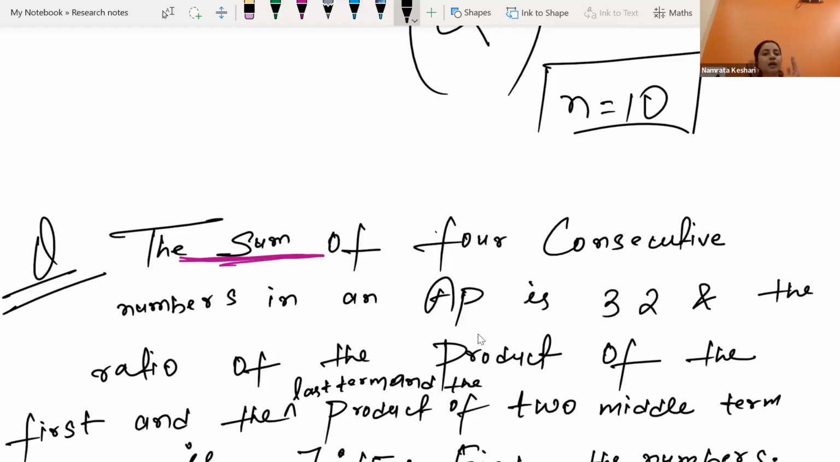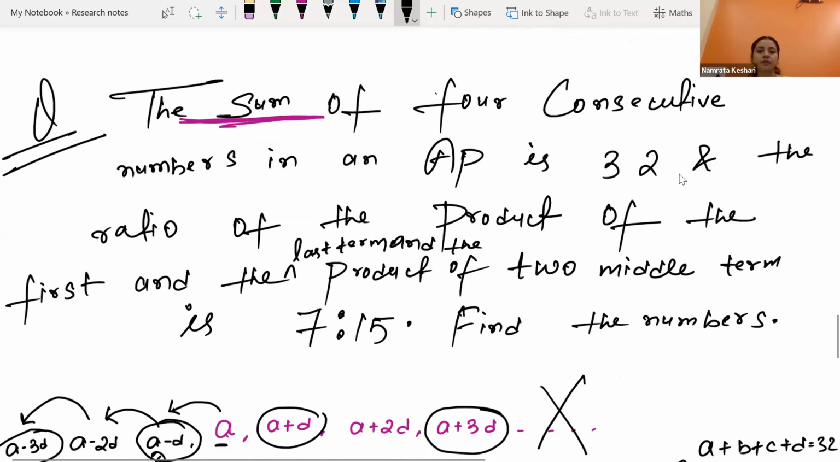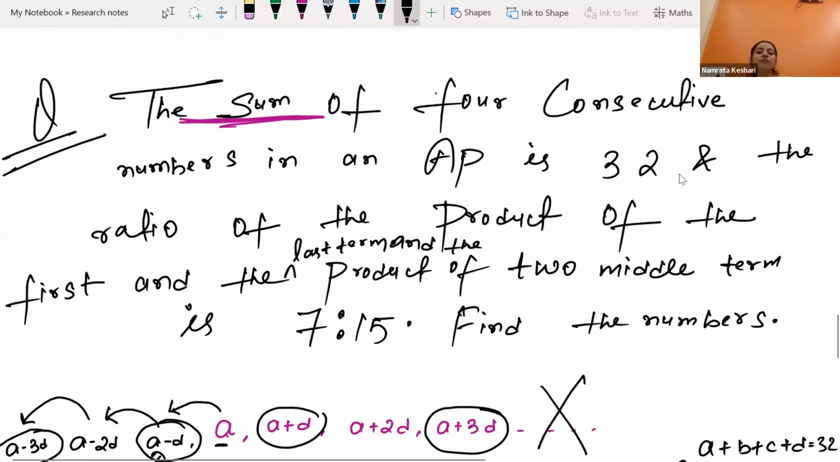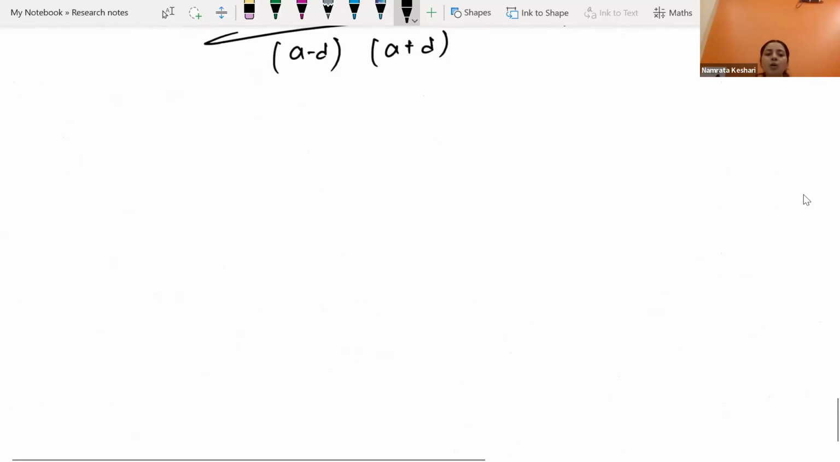AP means the differences should be common. Now whether you maintain a difference of 3d, 4d, or only d, doesn't matter at all. Getting it? Are you getting it? Yes, ma'am. Okay, from here we will easily be able to take out that our numbers are like this. Our numbers are a minus 3d.